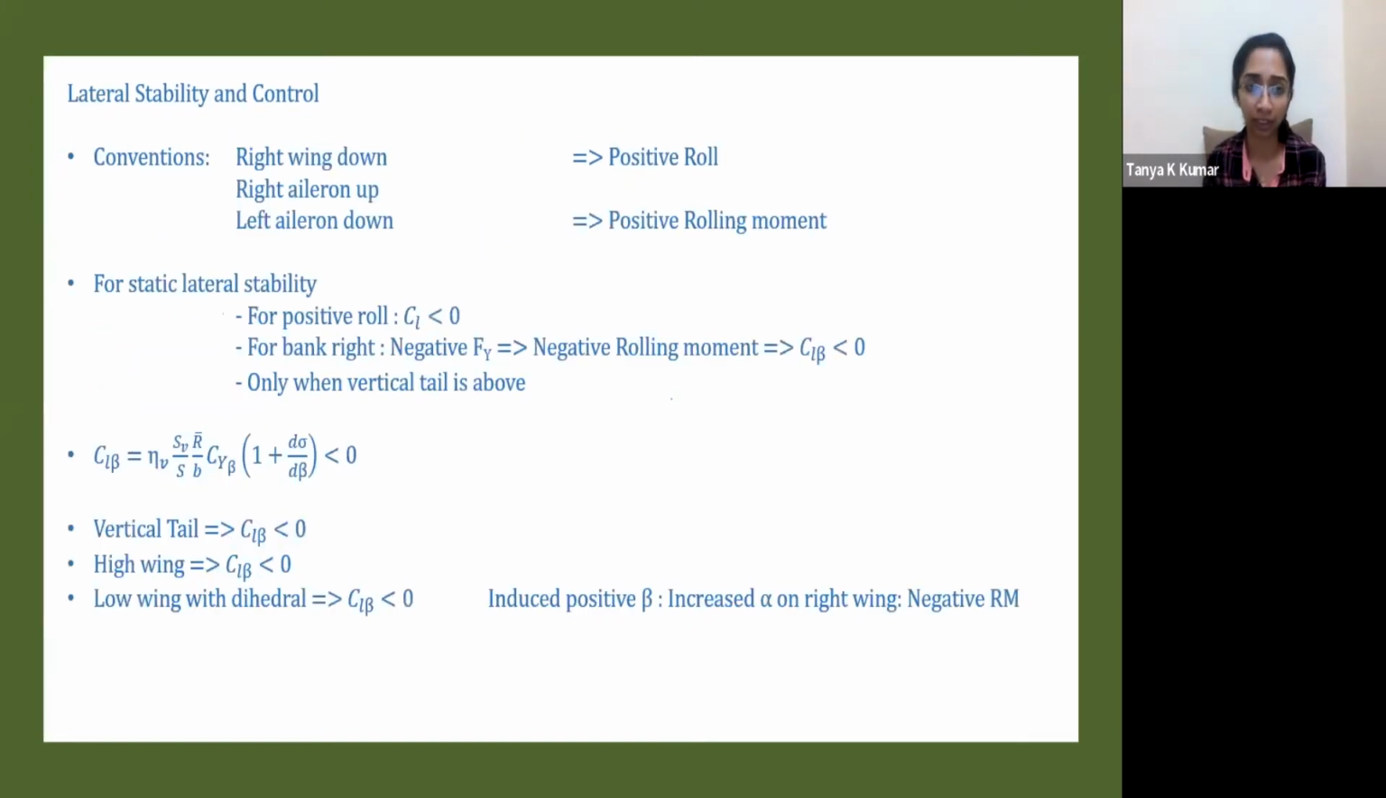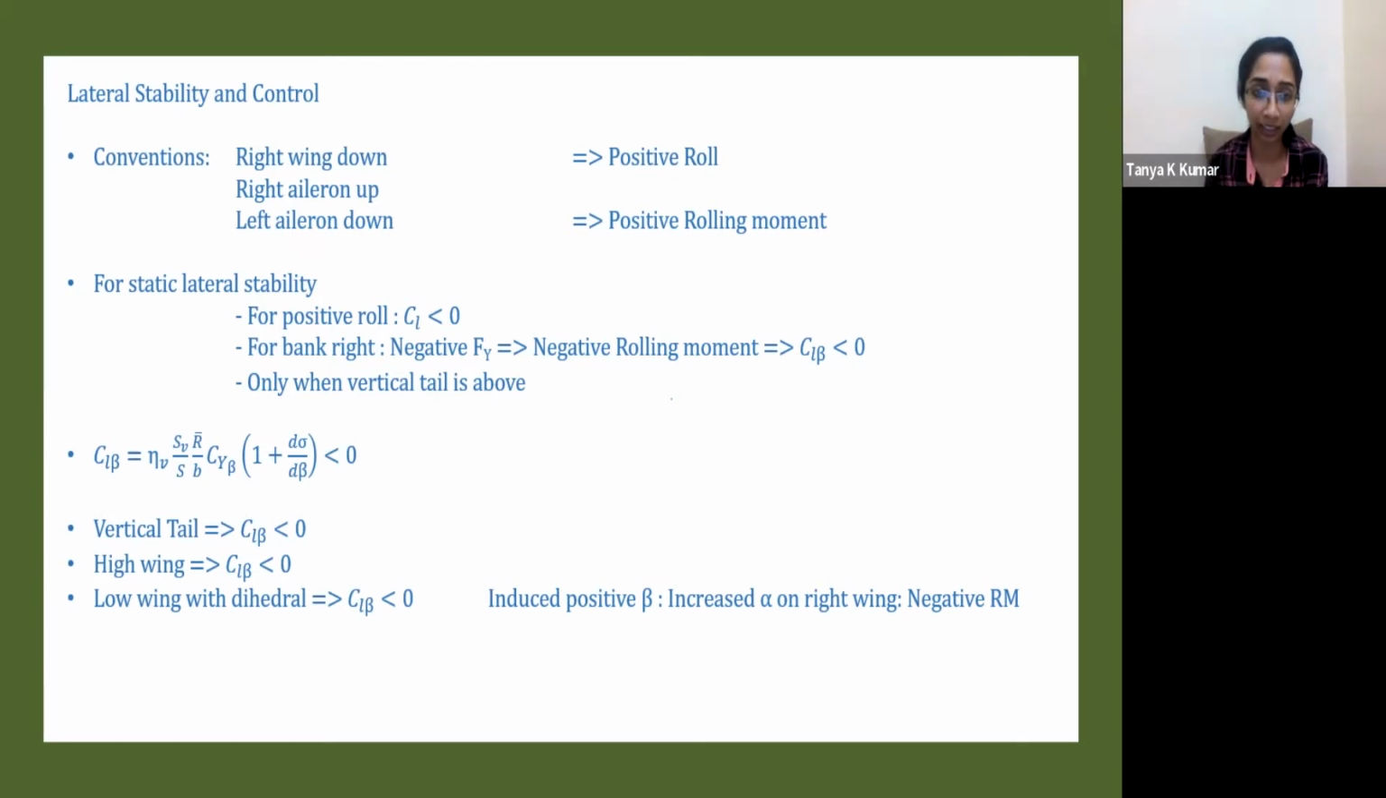Now moving on to the lateral stability control. Again, the convention is that right wing down is considered positive roll. So for an aircraft, right wing down, left wing up is positive roll; you're rolling towards the right. What does that? Right aileron up and left aileron down. This is what ensures that you roll towards the right. This is considered the positive rolling moment. So rolling towards the right is positive rolling moment.